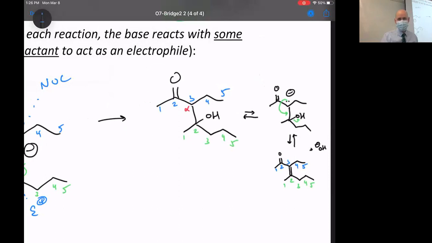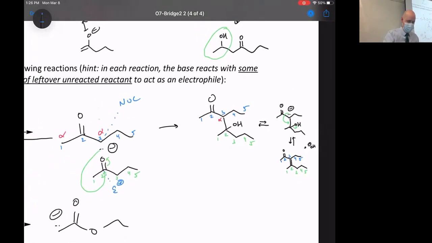So notice that at the end of the day, what we have made is an alkene. We started with a C double bond O on carbon number 2, and our alpha was to carbon number 3 here, and we made a new double bond in between them. And so in the aldol condensation, what we've ended up kicking off is OH and H, which is water. And so we call this a condensation because you're basically making water kind of out of nowhere.